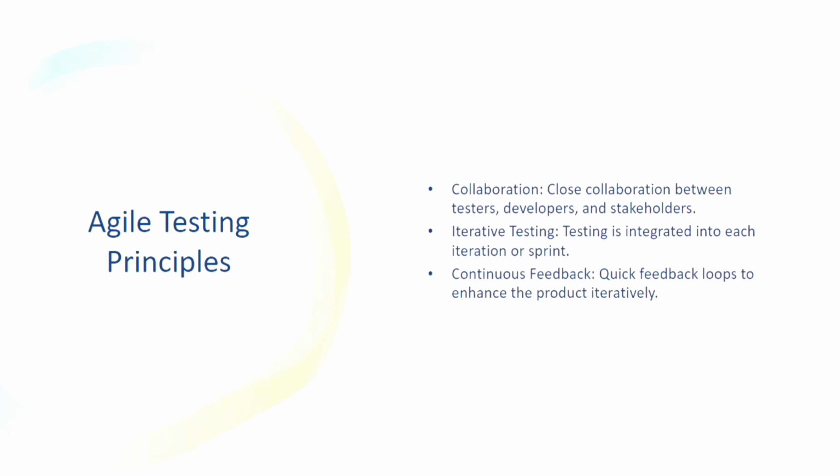Then inside agile testing, we have some principles, guys. The first is collaboration. We have to collaborate properly. That collaboration should happen between testers, developers, and stakeholders, and it is an iterative process. So testing is an integrated process. For each and every iteration we need to test, and for every release we have to take continuous feedback coming from the end user, the tester side, and the customer side. All of these things we have to recognize. So these are all agile principles.